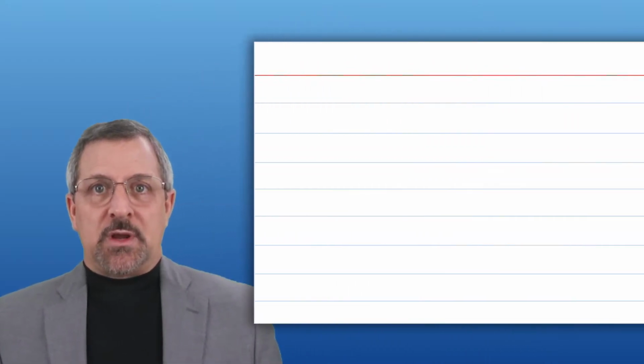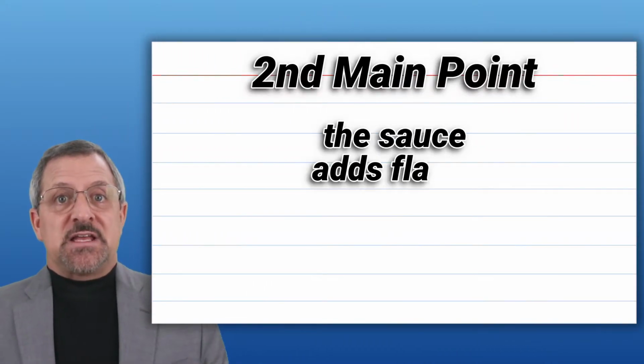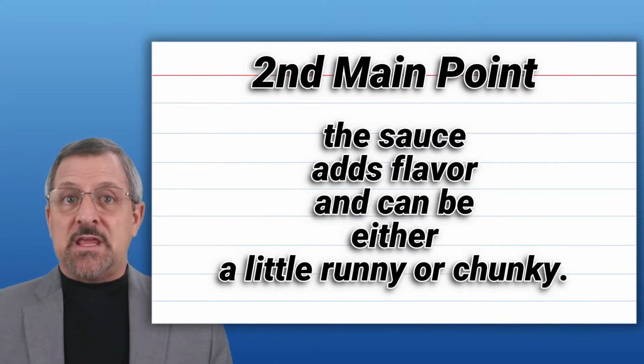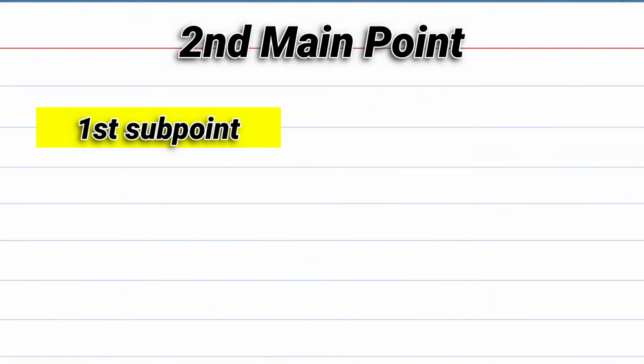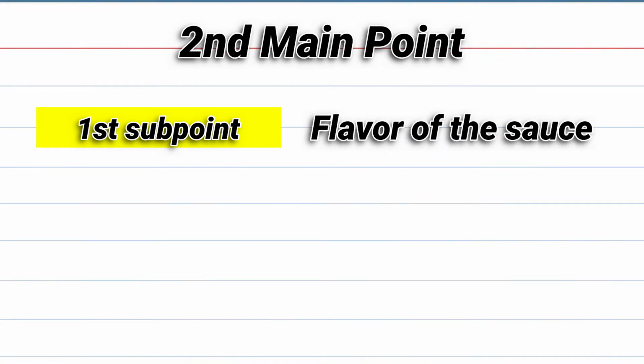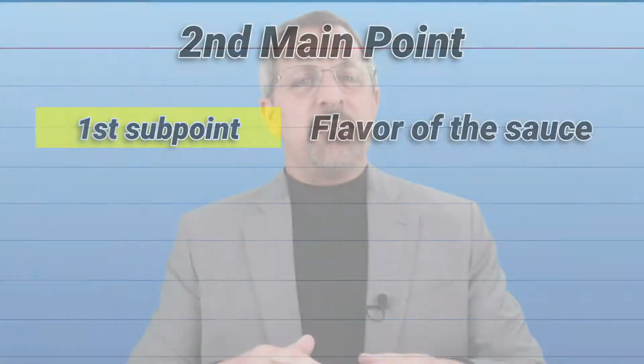Save those for the main body of your work. For my second main point, I stated that the sauce adds flavor and can be either a little runny or chunky. Here, I previewed that my first subpoint of my second main point will be about the flavor of the sauce. I was able to keep this short by not mentioning anything about what seasonings I would use or how mild or spicy the sauce can be, by simply using the word flavor.